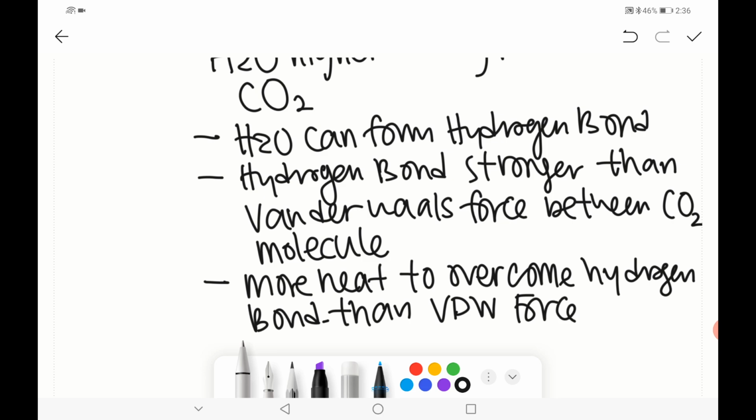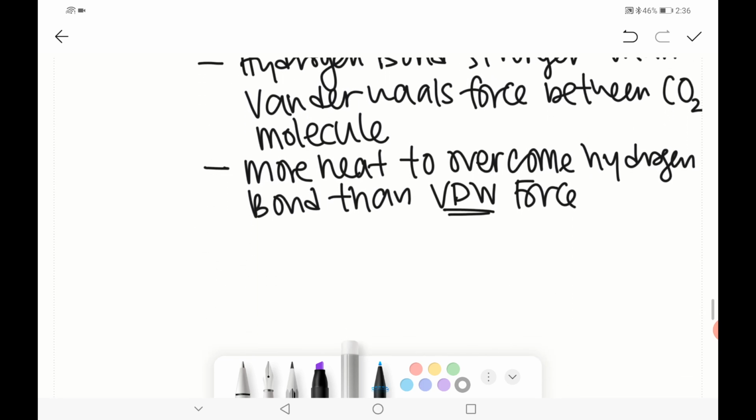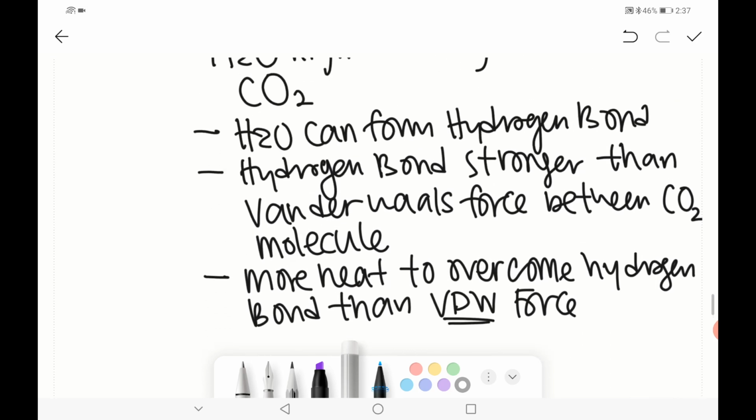In exam, you cannot write short form. You have to spell the whole thing. You have to write van der Waals. So that's a simple idea. I want you all to know hydrogen bond is stronger than van der Waals force. So if you have hydrogen bond, your melting and boiling point will be higher than those normal covalent compounds that only have weak van der Waals force. This is what you need to know.